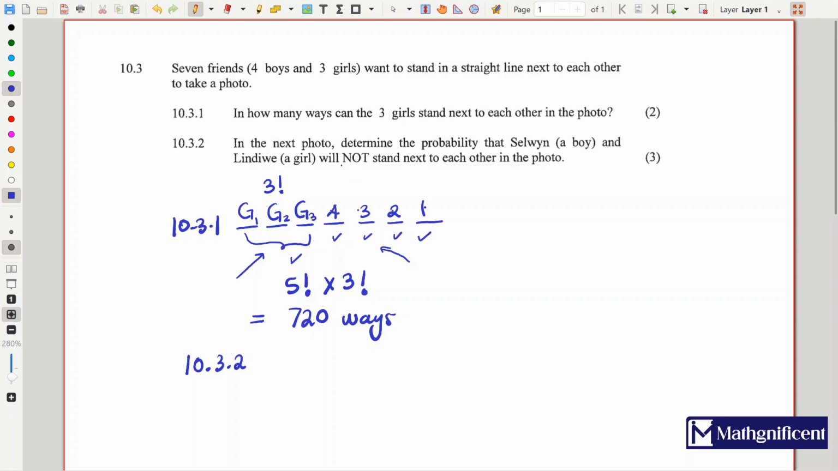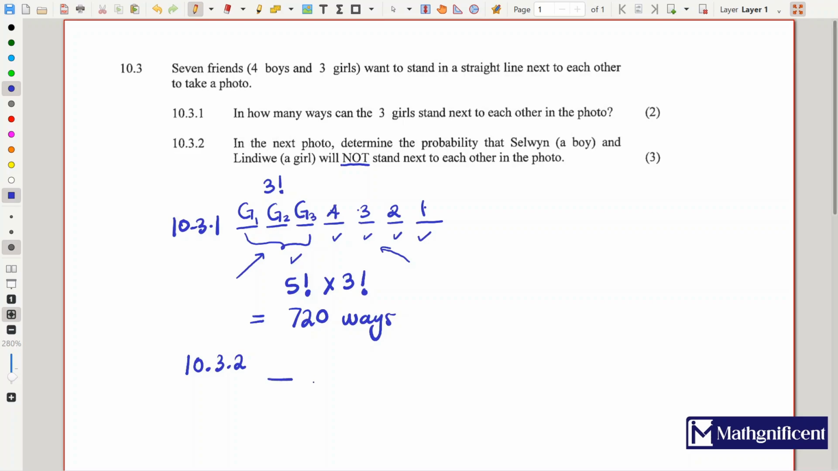Whenever you come across instances like this, with "will not", we know that it is not easy to calculate what "not" is, but it is easy to calculate that the event should happen. It is easy to calculate the probability that Selwyn and Lindy stand next to each other, right? So how can I deal with this?